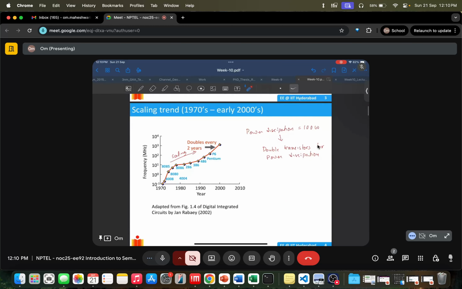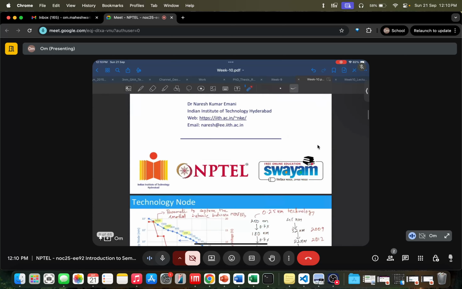So in scaling, we are trying to double the number of transistors almost every 2 years. This is also called Moore's law.